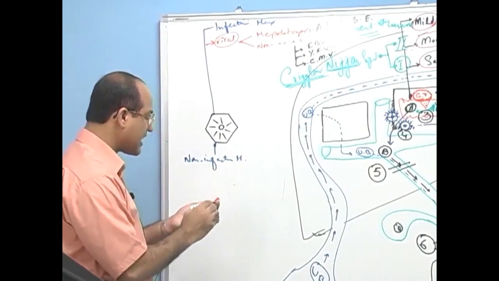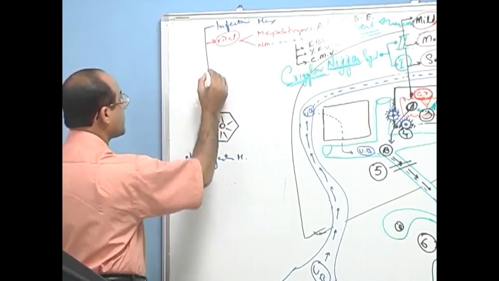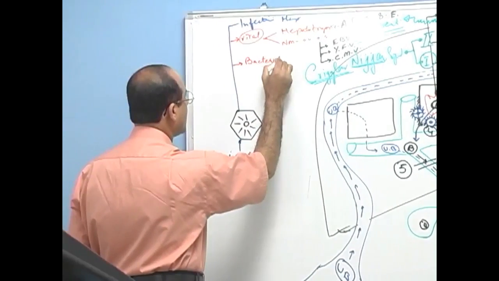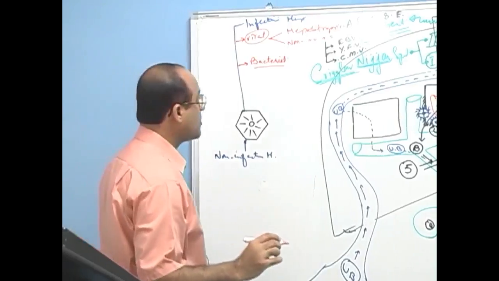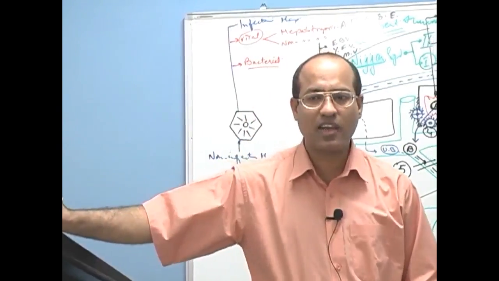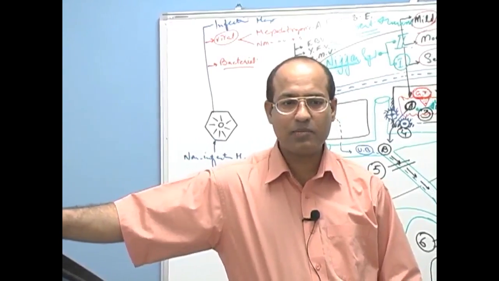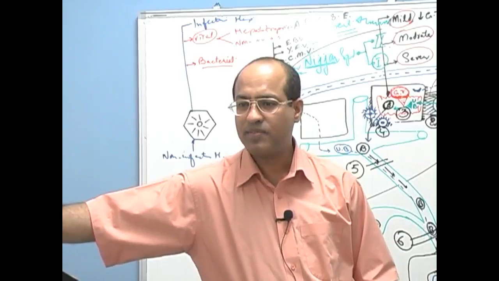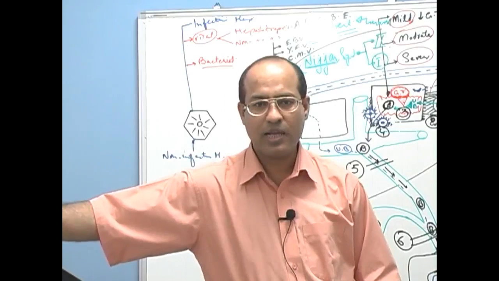So viral hepatitis, there can be bacterial hepatitis also. Can you tell me some bacteria which can produce hepatitis? Of course, one of the spirochetes. Spirochetal bacteria are basically spring-shaped, coiled bacteria. Out of spirochetes, which one produces hepatitis?